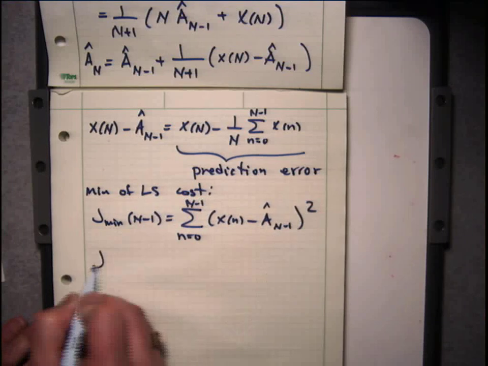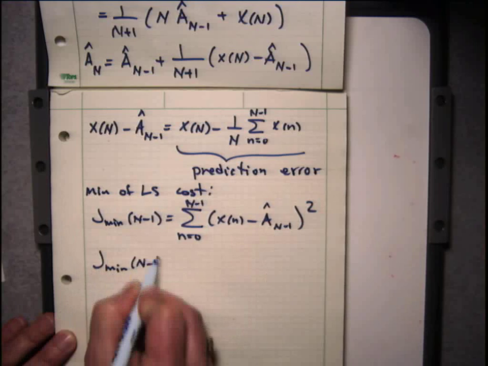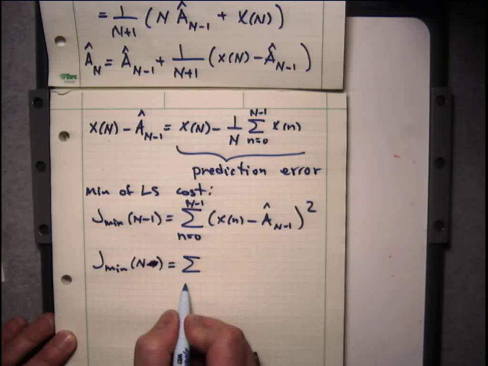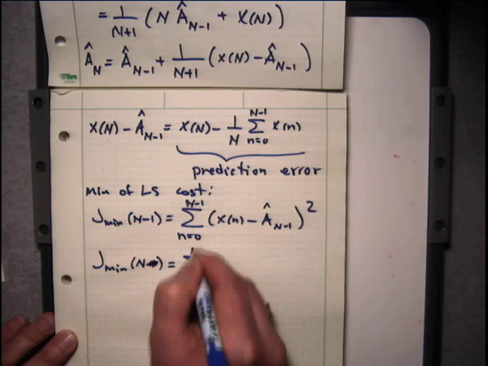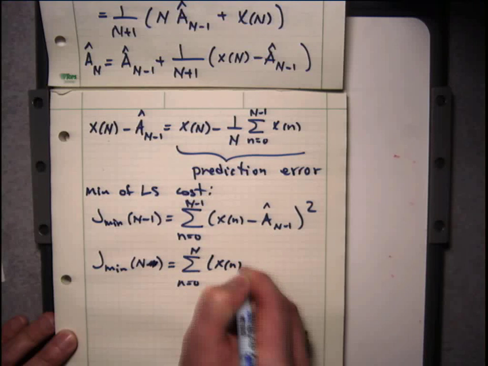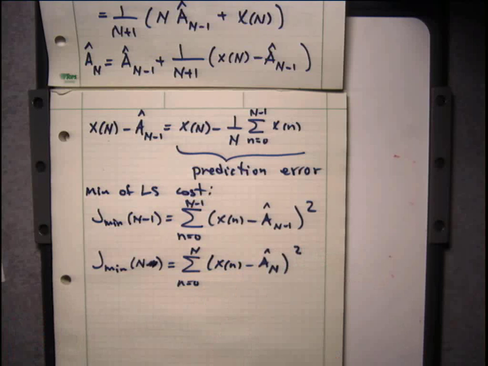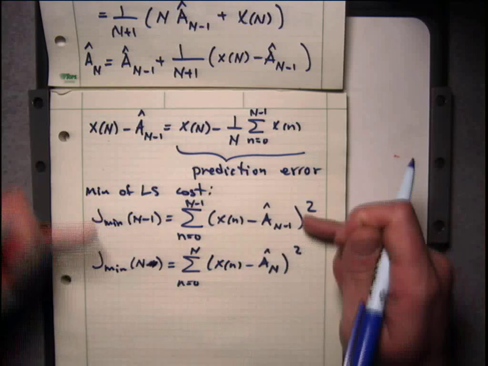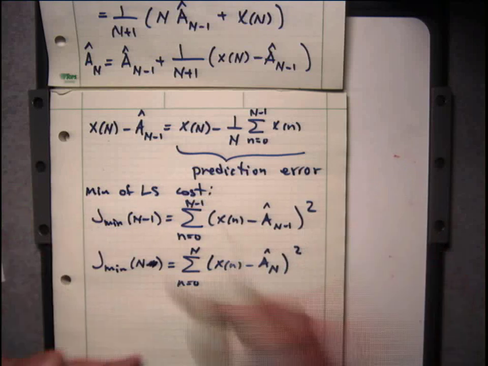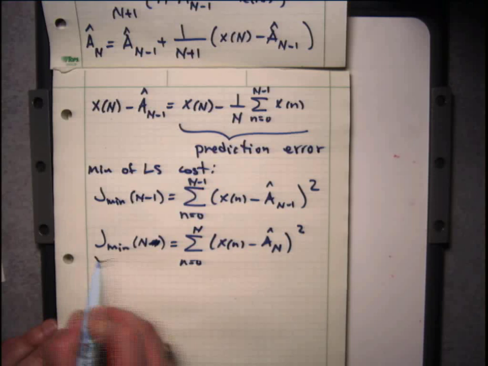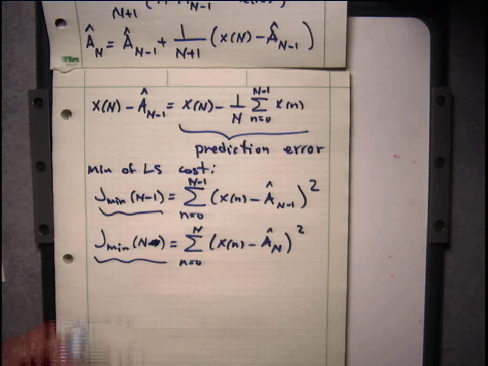And for the next point, n, it is the sum from n equals 0 to n of x[n] minus A hat n, squared. And I can then manipulate these two equations and write one in terms of the other, and so on and so forth. I'll spare you the algebra, but basically I can write this minimum in terms of that minimum, and I want to show you what it looks like.